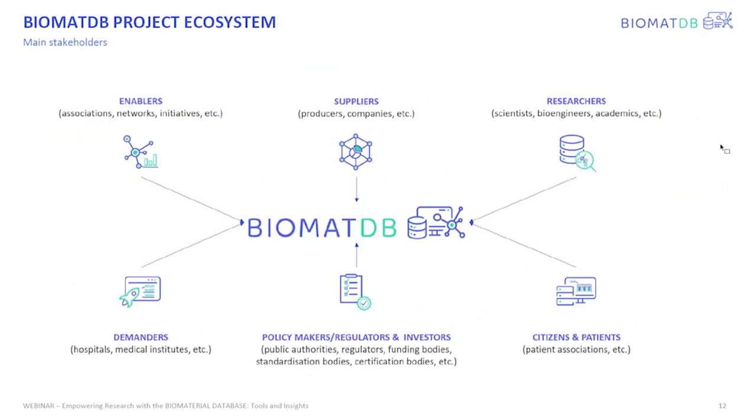On the last slide, you can see how different user groups and stakeholder groups are really important for the BIOMATDB project. And that is also why we really appreciate that you are participating in this webinar today. So first of all, enablers such as associations, networks, and initiatives are really important for the project because they support the project's vision and foster collaboration within the biomaterials community. And their efforts are essential in building an environment where the knowledge and the resources that were developed in the project can be shared effectively.